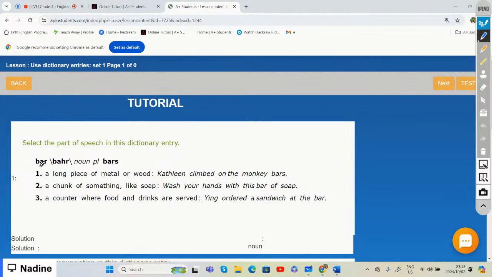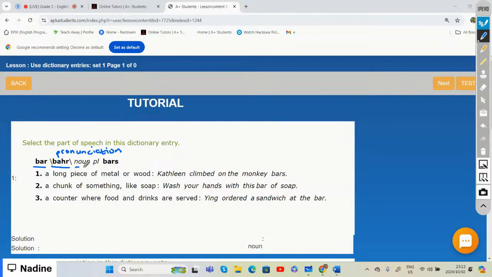You have your word. This is the word that you are looking at or looking for. Then, if we look at this next part, that is the pronunciation of the word. That is how we say the word, and we call that the pronunciation. So there we have the word bar, but then this tells us how you need to say the word bar.